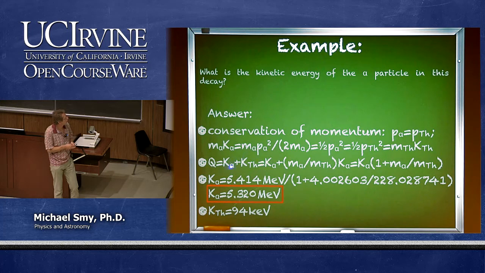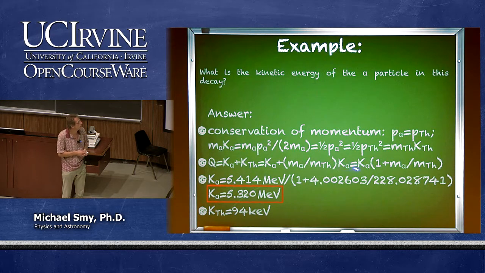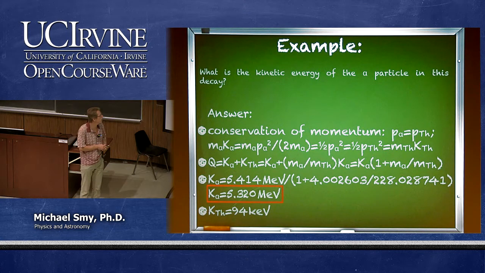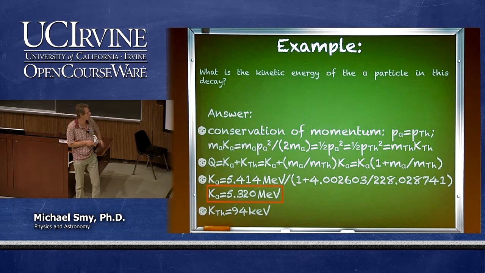We plug that into this equation here for the kinetic energy of the thorium, and we get kinetic energy of the alpha plus this mass ratio times the kinetic energy of the alpha. Or in other words, kinetic energy of the alpha times 1 plus the mass ratio. And now, since we know the Q value, we can solve for the kinetic energy of the alpha. And we find that almost all of the 5.414 MeV that we have available in this reaction goes to the alpha particle, and almost nothing goes to the thorium.